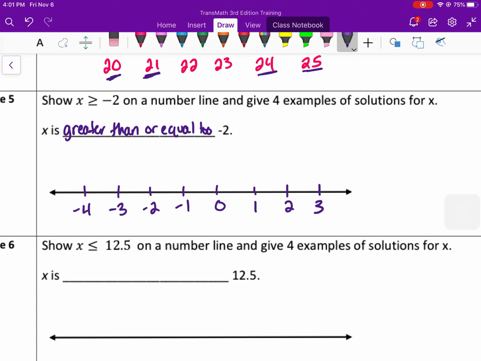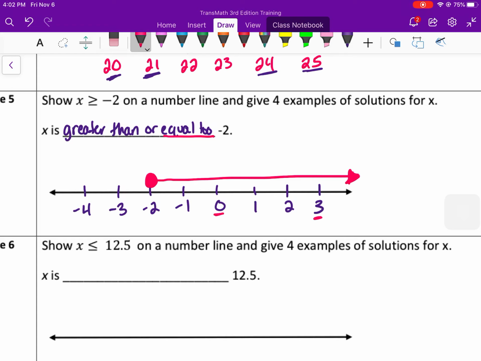So I start at negative 2, draw my circle at negative 2. This time, x is greater than or equal to negative 2, and since negative 2 is equal to negative 2, this time I shade in my circle because negative 2 is a solution. And then greater than negative 2 goes to the right, because 0 is bigger than negative 2, 3 is bigger than negative 2, so I go to the right.